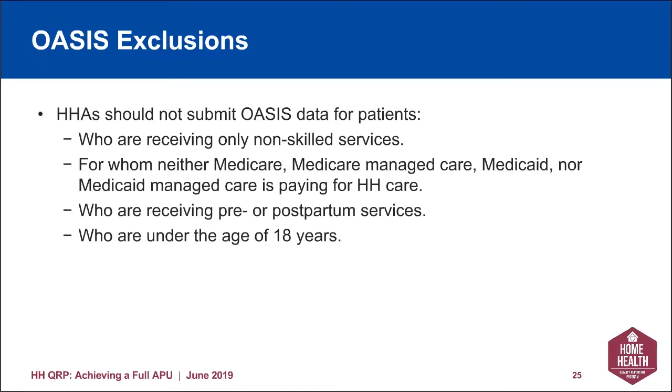In fact, from a data submission standpoint, for the OASIS item set, item M0150, current payment source for home care, should have responses 1 through 4 checked. If a response of 1 through 4 is not checked, this record is rejected. It is a fatal submission error. So make sure if you are submitting an OASIS assessment to CMS that one of those response options is checked.